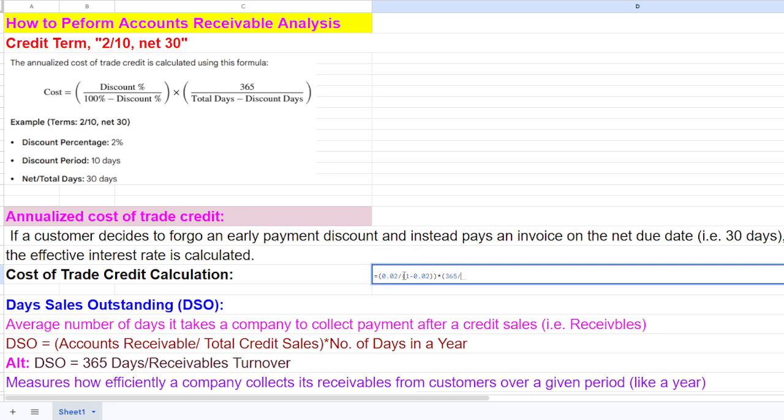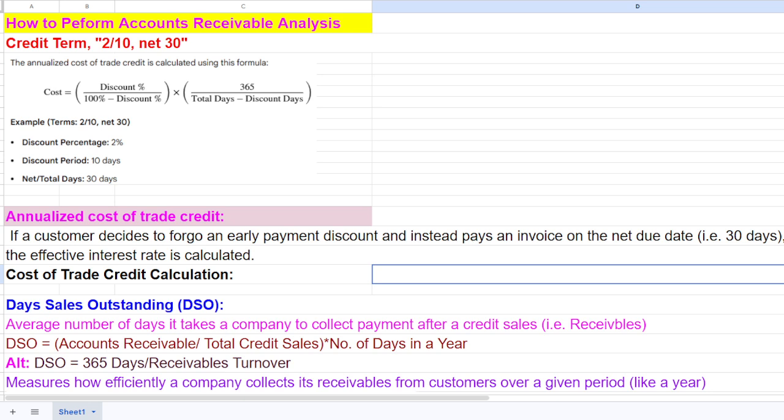Okay, now what about the total credit period? That is 30 days. So 30 minus discount days, which is 10. Again we can use the next bracket, then multiply by 100, friends. So that means how much is the cost of trade credit? Effective interest rate.